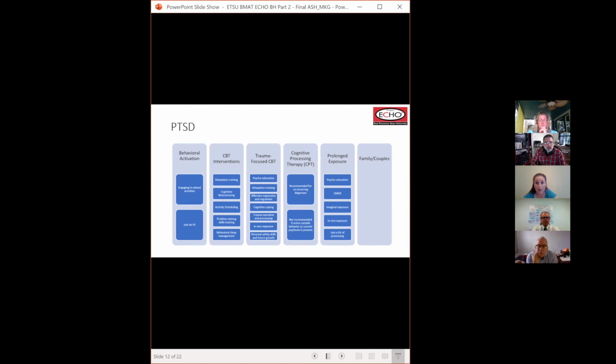We have really good psychotherapy treatments for PTSD. Pharmacotherapy options don't have quite as much evidence base. But the two main ones that you'll see are prolonged exposure and cognitive processing therapy. EMDR also has an evidence base, as well as trauma-focused cognitive behavioral therapy.